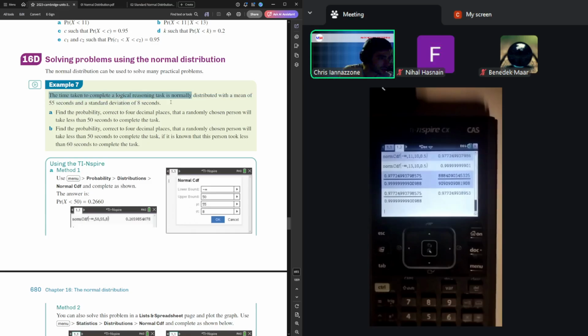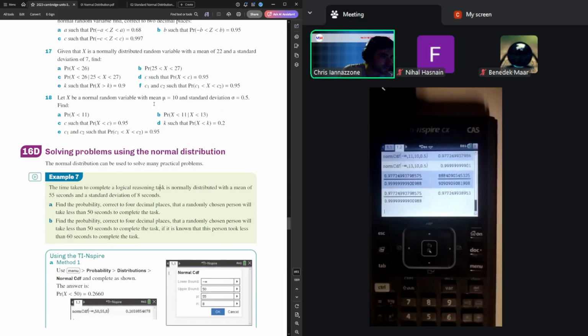What's this? Time taken to complete a task is normally distributed, mean of 55, standard deviation of 8. Find the probability. Oh yeah, now you want to give me decimal places. Great. Probability that a randomly chosen person will take less than 50 seconds to complete the task.